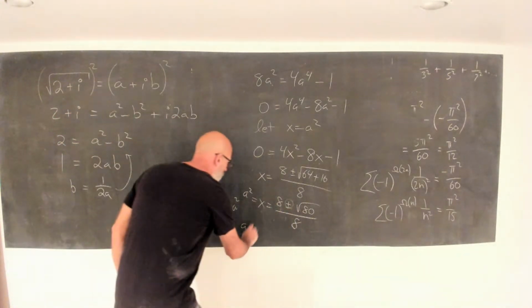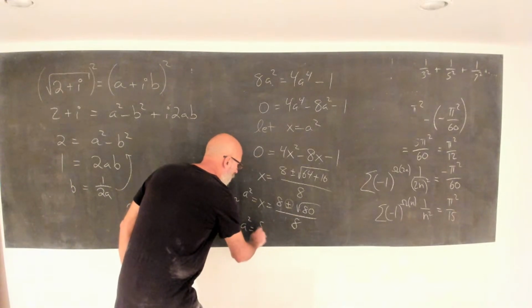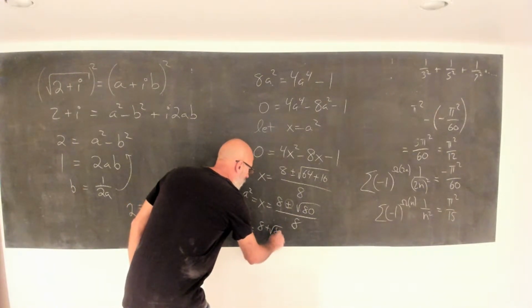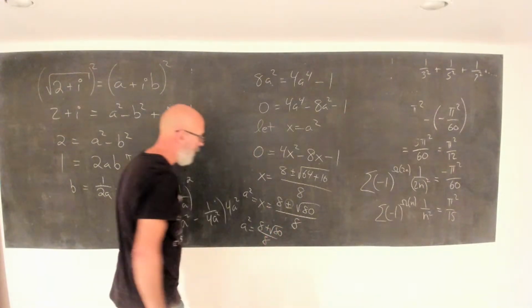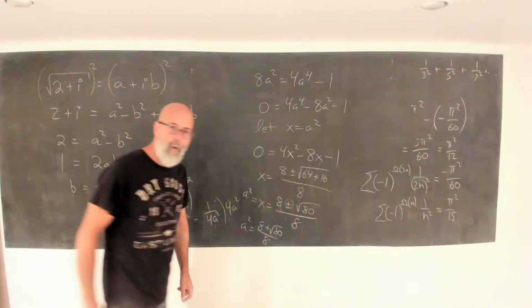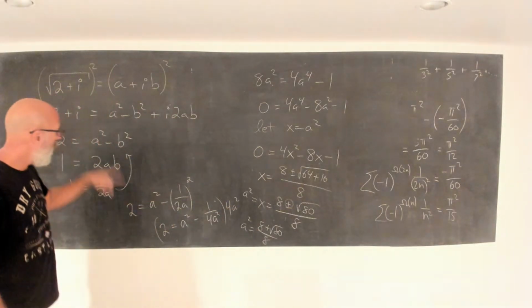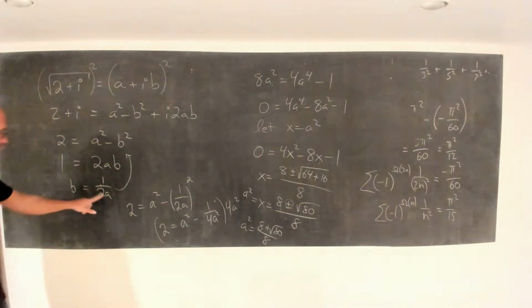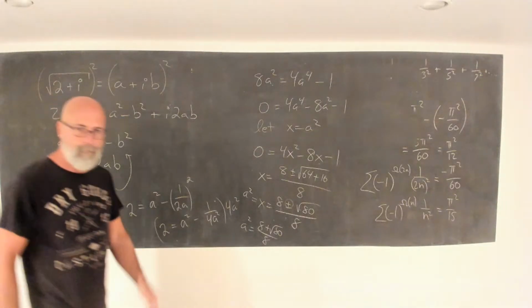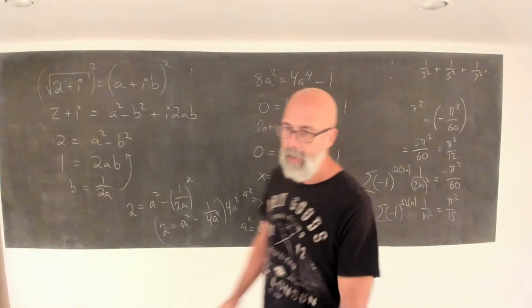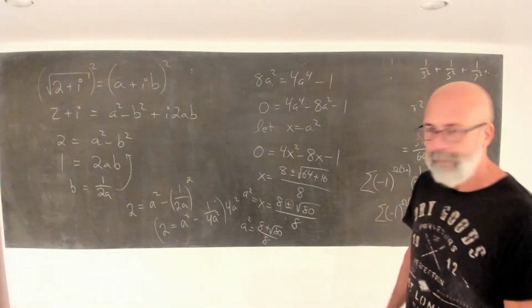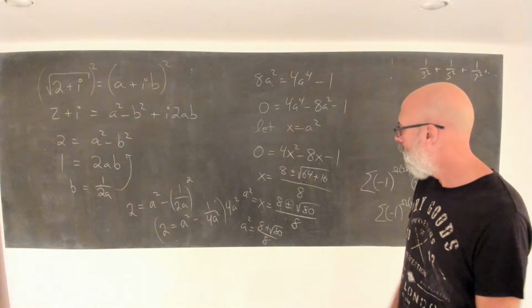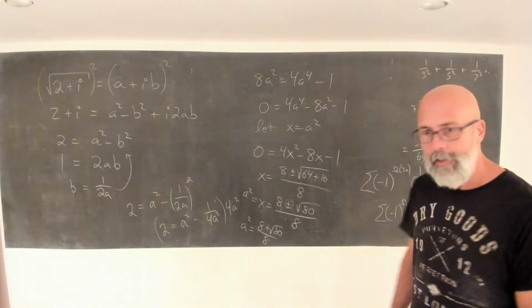So a squared is 8 plus root 80. And so a is the square root of that. And then you get your b using this. And you're all set. Hope this clears things up.